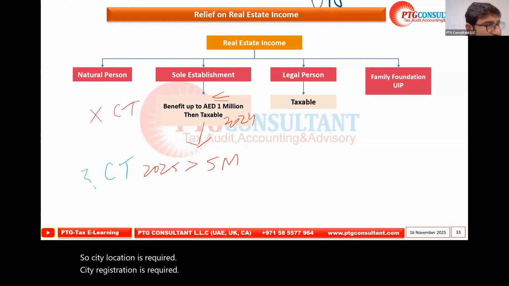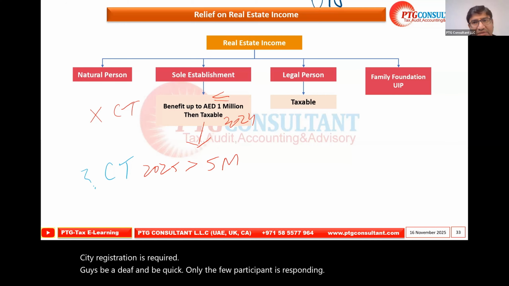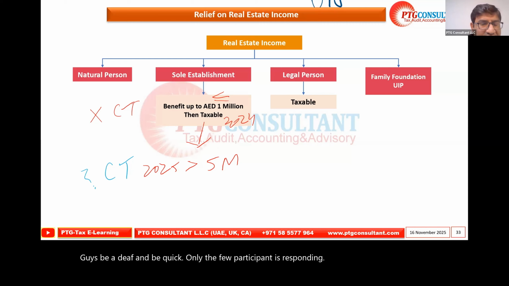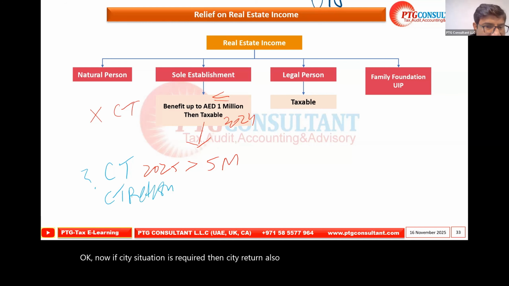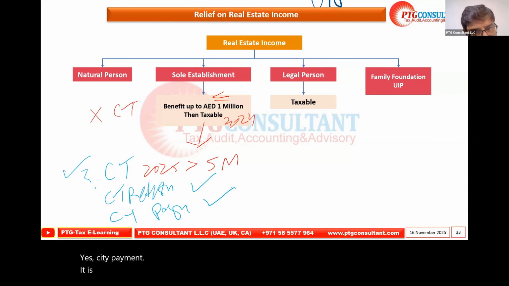Guys, be active and be quick. Only a few participants are responding. Mohammed Islam. Okay. Now, if city registration is required, then city return also is required. Yes, yes, yes. City payment is also required. Yes. Okay.